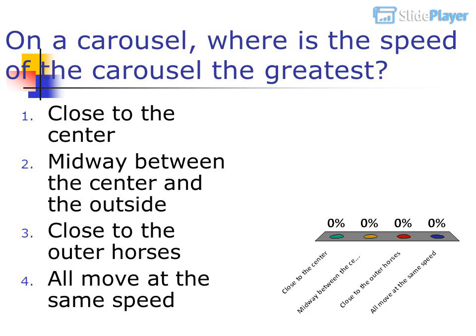Close to the center. Midway between the center and the outside. Close to the outer horses. All move at the same speed.